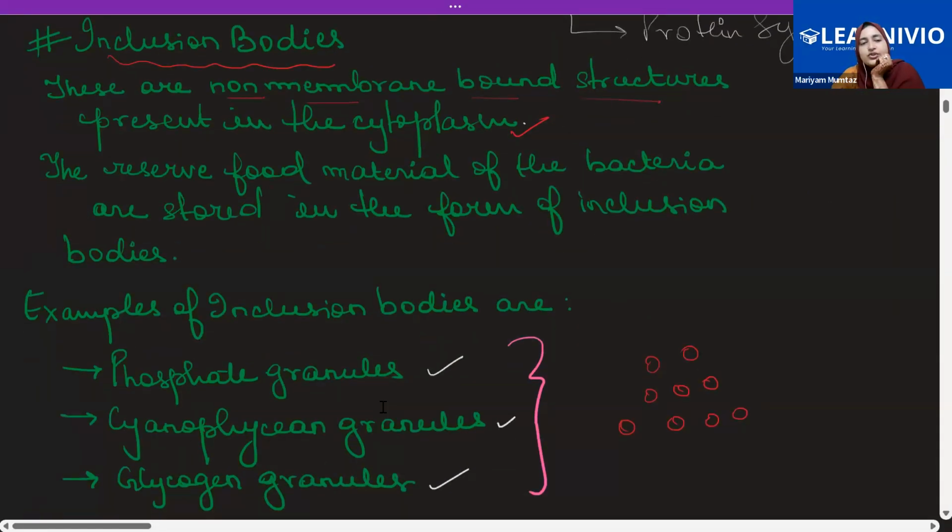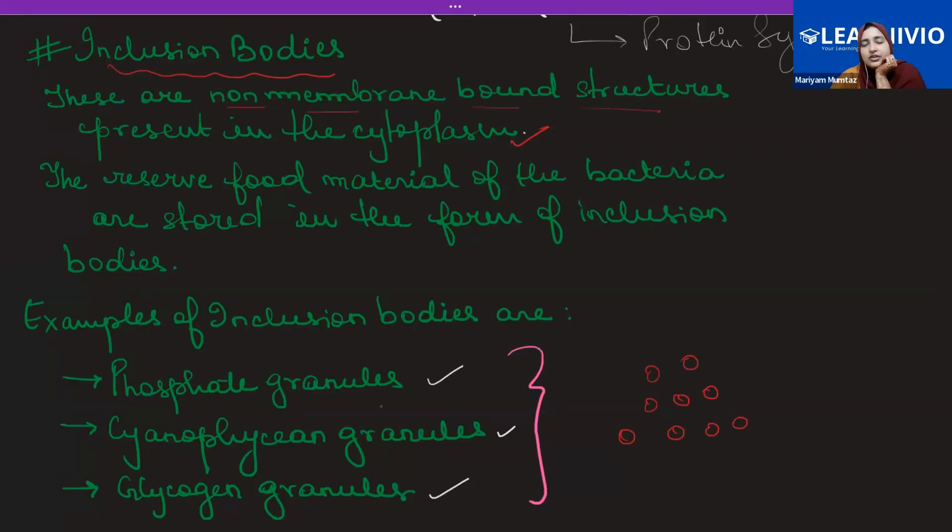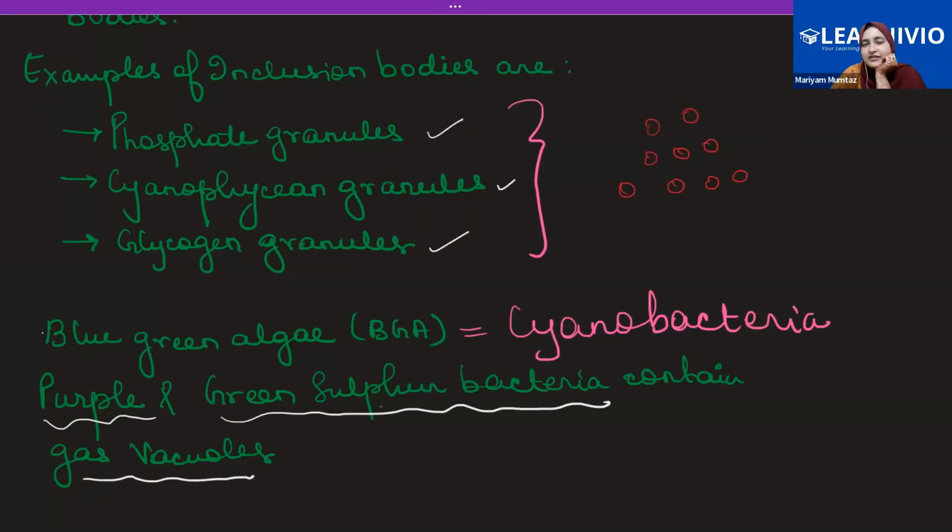Now talking about the inclusion bodies. Inclusion bodies are non-membrane bound structures, meaning they do not have any membrane, and they are usually spherical structures found inside the cytoplasm. Depending upon which type of inclusion body is there, they have different functions. For example, they are responsible for storing food material. So they store the reserve food material in the form of inclusion bodies. There are different types of inclusion bodies, like phosphate granules, cyanophycin granules, glycogen granules. Different types of granules are there. Clear?